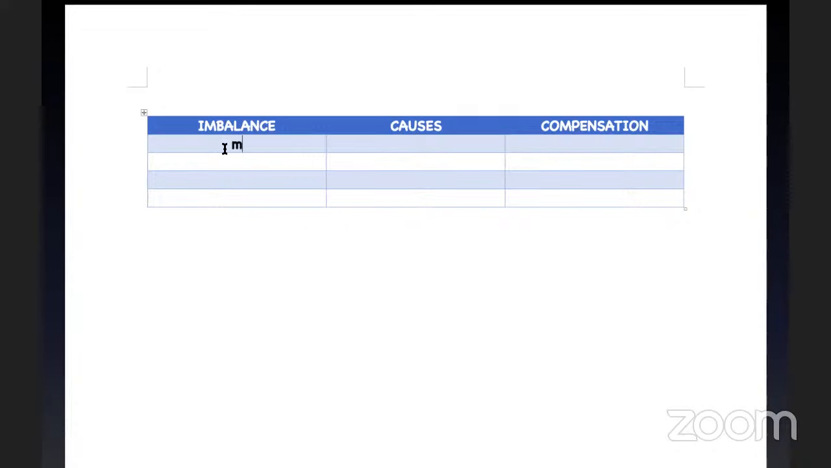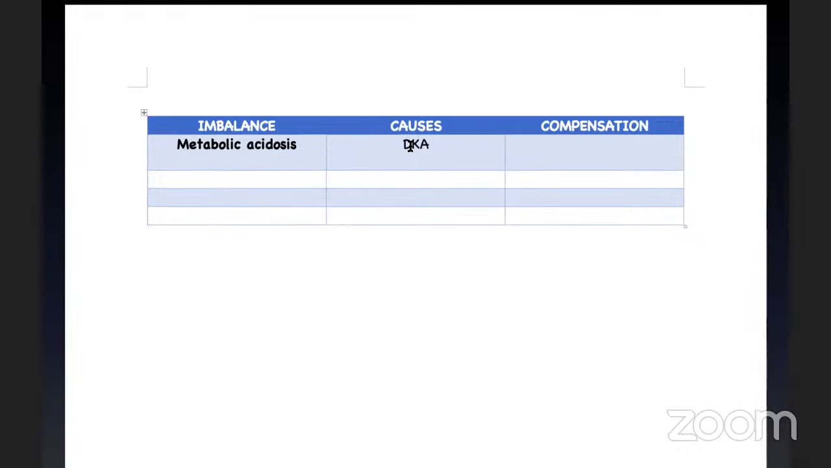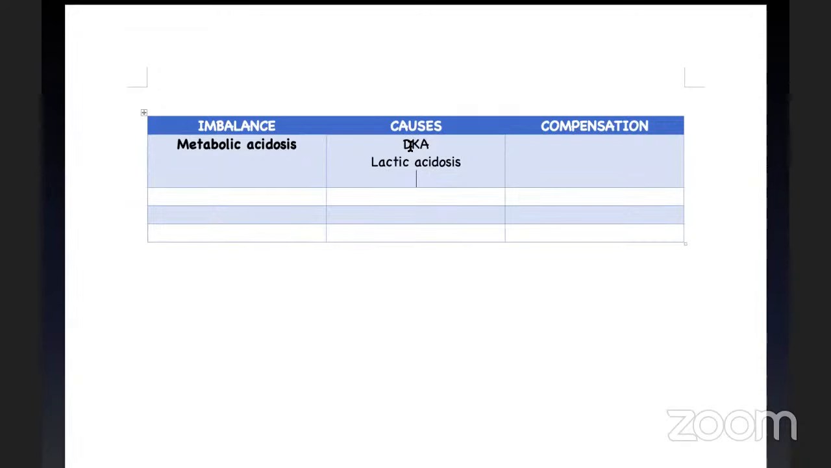Let's try metabolic acidosis. Think about the things that will cause it. It's straightforward, right? If somebody has DKA, it's a metabolic acidosis. Another example is lactic acidosis. Think about it: you start running, you start having cramps. What are you going to be doing? If somebody has DKA and you see them, what are they going to be doing? That is all you need to worry about.